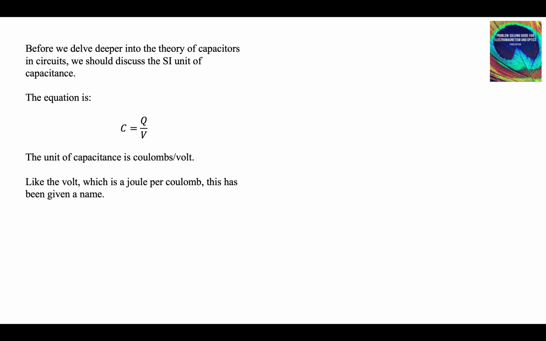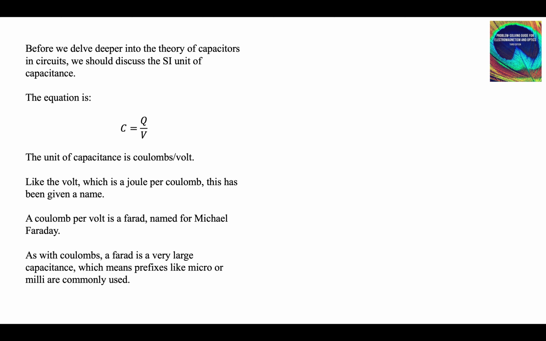Before we go any further, let's talk about SI units. The equation is C over V, which means the unit of capacitance is coulomb per volt. It might be a good idea to just call it coulomb per volt, then you might know what a capacitance is. But like the volt, which is a joule per coulomb, the unit of capacitance has been given a name. After Michael Faraday, it's called a farad. So a coulomb per volt is a farad.